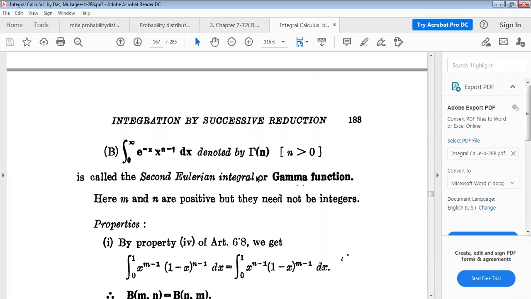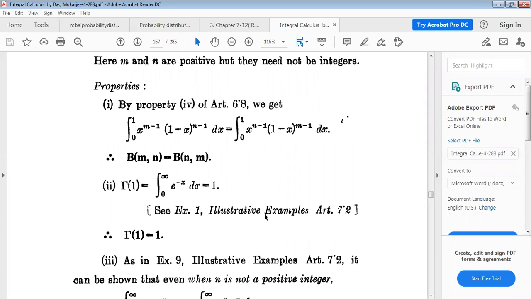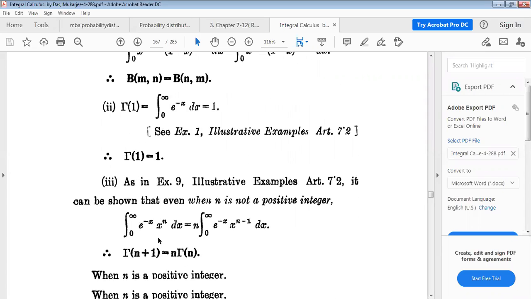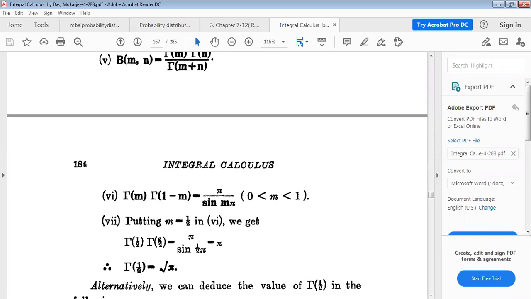This is the definition of gamma function. 0 to infinity e to the power minus x, x to the power n minus 1 dx is denoted by gamma n for n positive, and is called the second Eulerian integral or gamma function. We have used this formula actually. On the other hand, gamma 1 equals 1, and gamma half equals root over pi. Remember it. We have used this formula, gamma half equals root over pi.